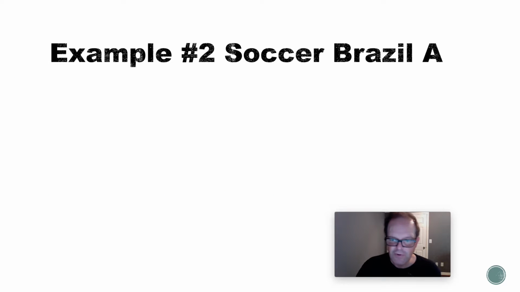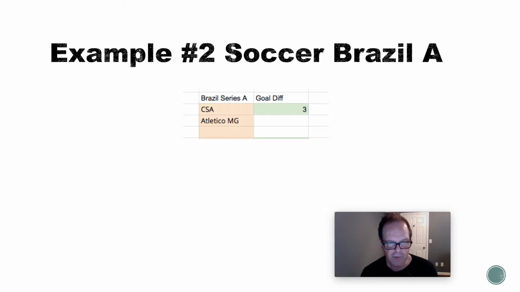All right, so let's move on to the second example. It's going to come from the Soccer Brazil A League. And if you're watching this video currently, this is actually going to be a free play for tomorrow, October the 16th, 2019. All right, so these are my power rankings for this particular game we're looking at. It's CSA, a soccer team from the Brazil Series League. Atletico MG is the team that they're facing.